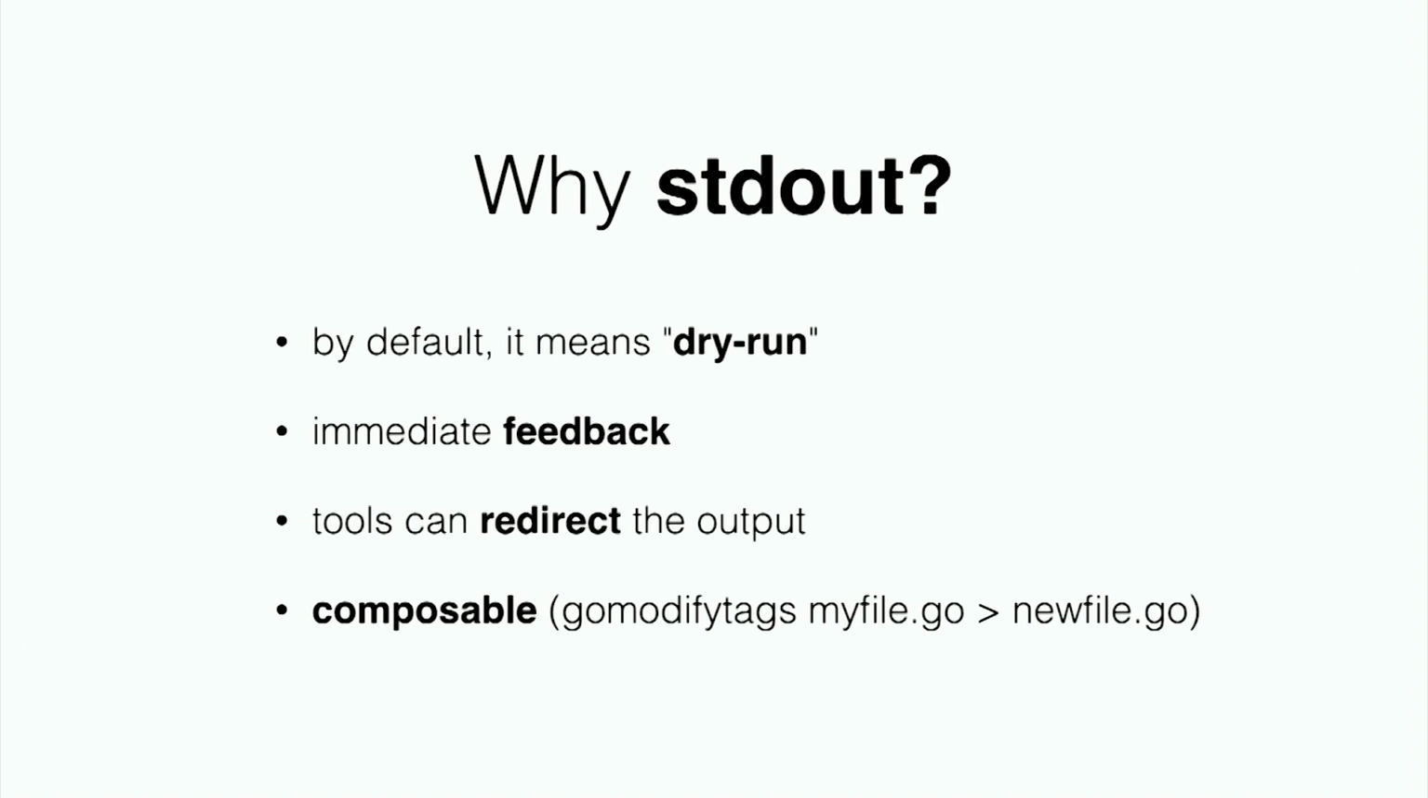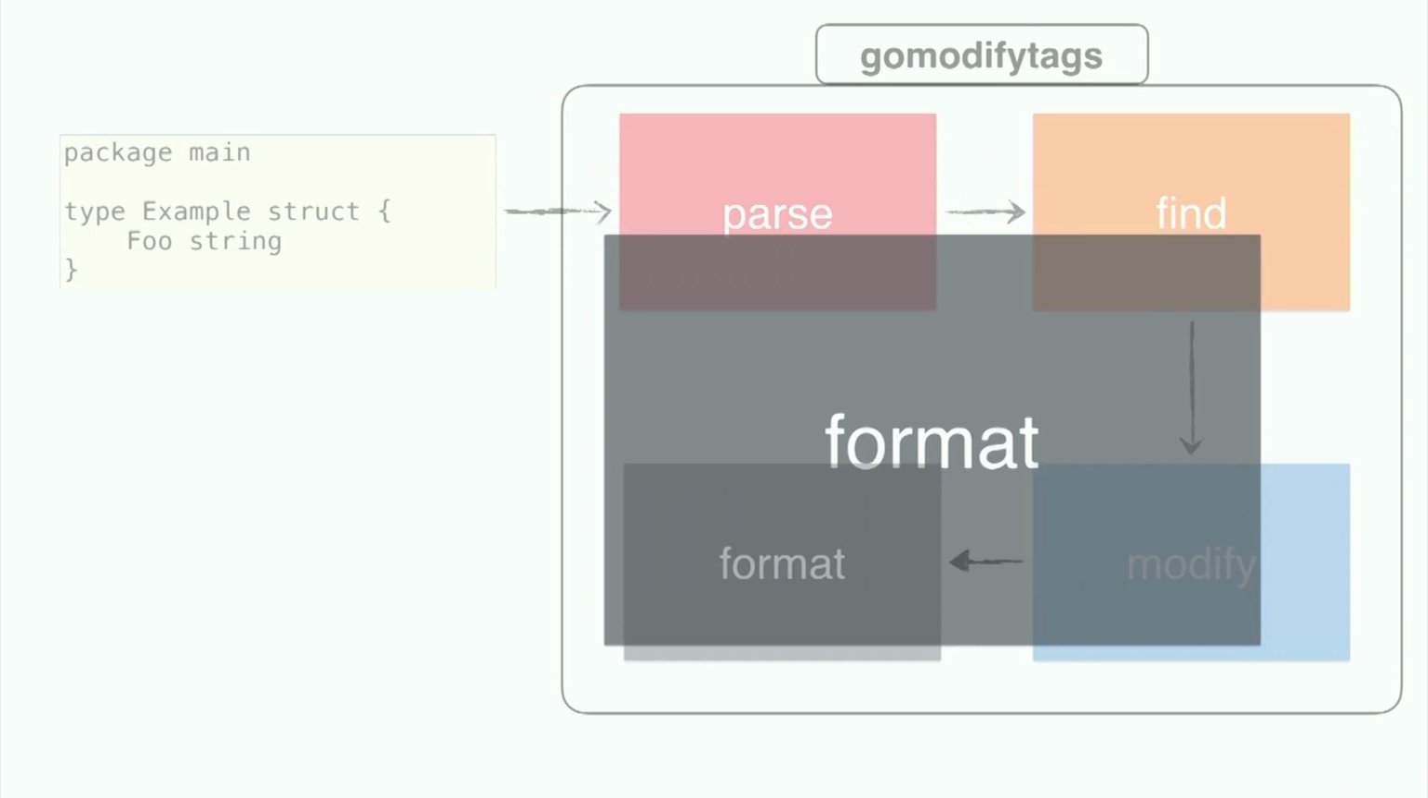Why do we output to standard output? Because by default, I don't change your file, which means it's a dry run, and it doesn't break anything. Then you get immediate feedback and see what's going on. Other tools can redirect the output, and it's composable because of that. That's why there are no options to change this output. For testing, I'm just remembering how I test it. Okay, I just tested the functions, not the standard output. So this was the formatting part.